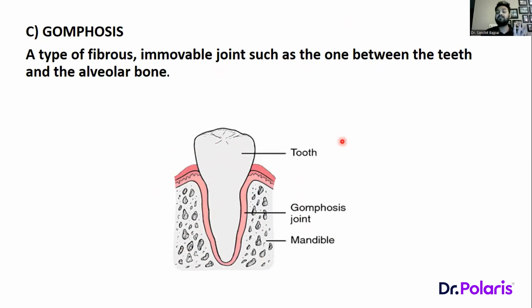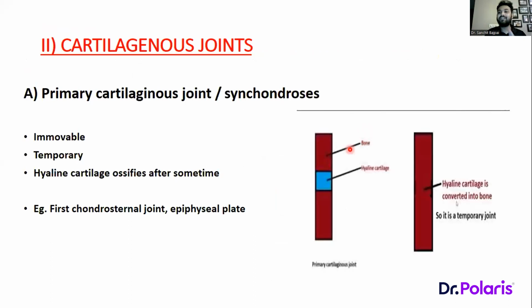Now I finally complete the fibrous part of our joints. So I told you three varieties. I've told you about sutures, syndesmosis, and gomphosis. And I told you various types of sutures and various types of syndesmosis. And I told you an example of gomphosis, where your teeth fit into that socket. Correct? Fine. Now I finally leave my fibrous joints.